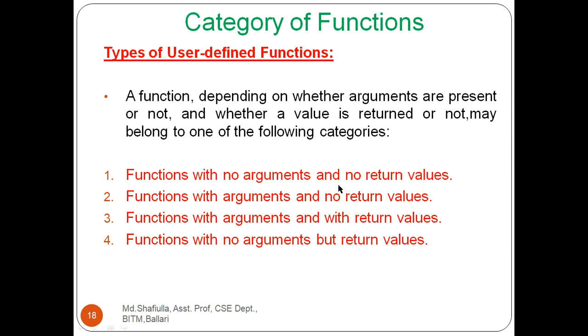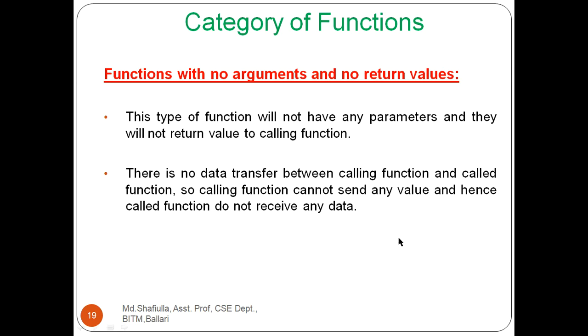So in the first case and in the last case, the formal parameter list is empty. When we say no arguments, we don't have the formal parameters in the first and the fourth case. Whereas in the first and second cases, we do not have return values. So the return type will be void in the first two cases, and in the last two cases the return type will not be void. So let us see this in detail.